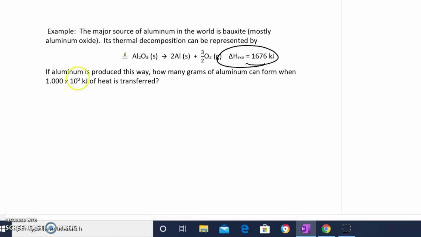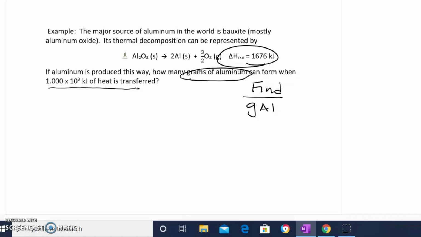And what we want to know is if aluminum is produced this way, how many grams of aluminum can form when we have this much heat being transferred. So we've got 1 times 10 to the 3 kilojoules of heat being transferred. So what we're going to do is start using our delta H of reaction as a conversion factor with the amount of moles.